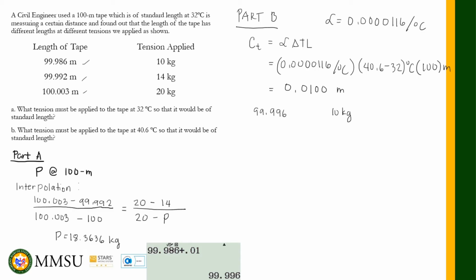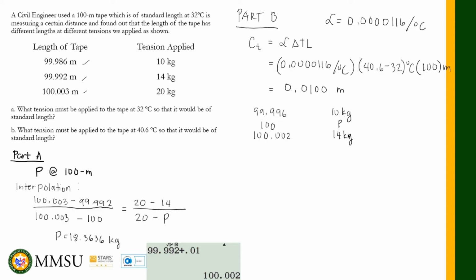So the second one is 99.992 plus 0.01, magiging 100.002. Okay, 100.002 kilogram meters for 14 kilograms. So ang hinahanap natin dito is the standard length at 40.6 degrees Celsius. So we can actually use ratio and proportion na.